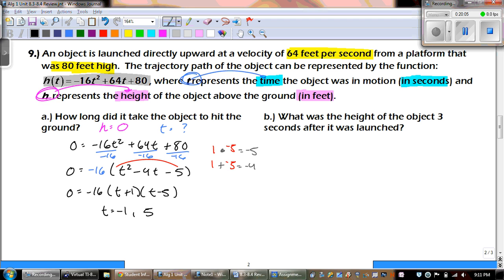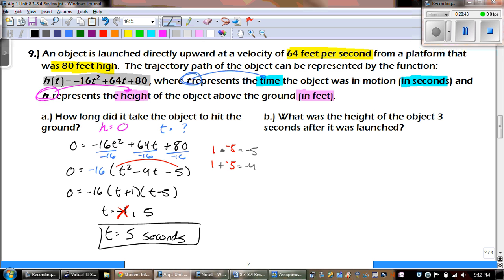Okay, so the first thing that I did was I factored out the GCF of negative 16. And then I did the multiples of a times c, multiplied to negative, and that add up to negative 4. And I was able to use our shortcut there. So we get t plus 1 and t minus 5. And then we get t equals negative 1 or 5. And can we have negative seconds? No, we can't. So our t equals 5 seconds.